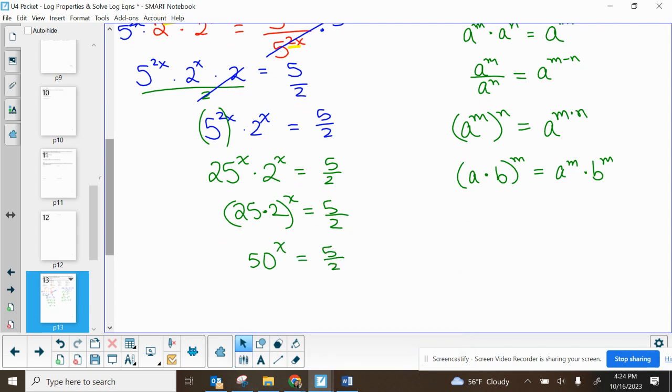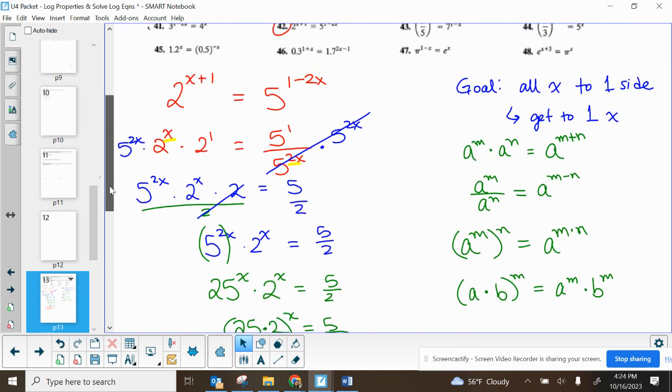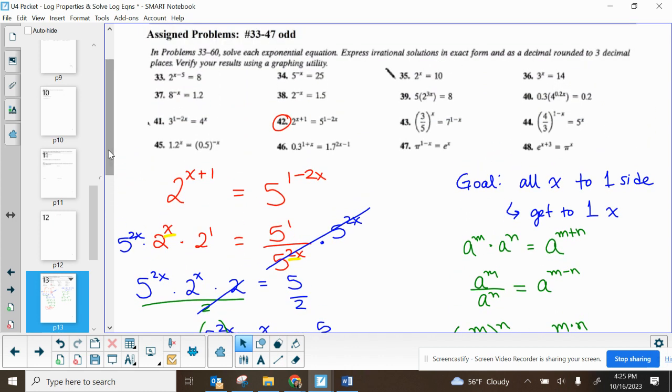And now I can put that into log form. So log base 50 of 5 over 2 equals x. And that is my final answer. And if I want the approximate decimal answer, I can just put that into Desmos or another calculator. So you can see that I used a lot of exponent rules here. The other one I was going to show you is number 44.